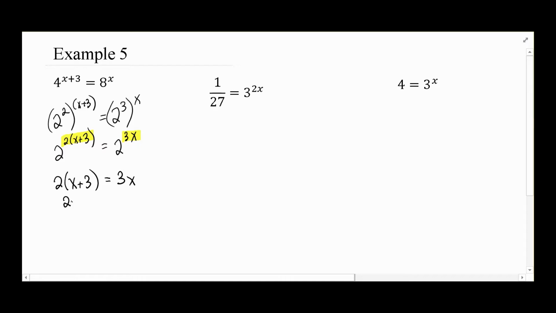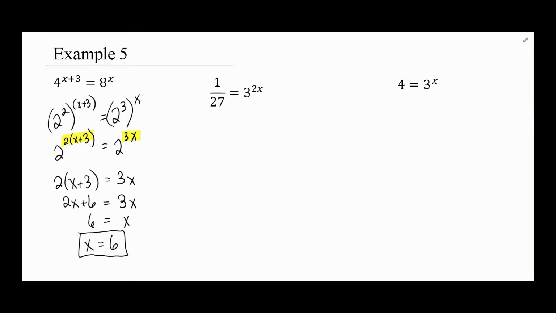So to solve this, we distribute. I'd subtract the 2x to the other side. So x is 6. Moving on to the next example.